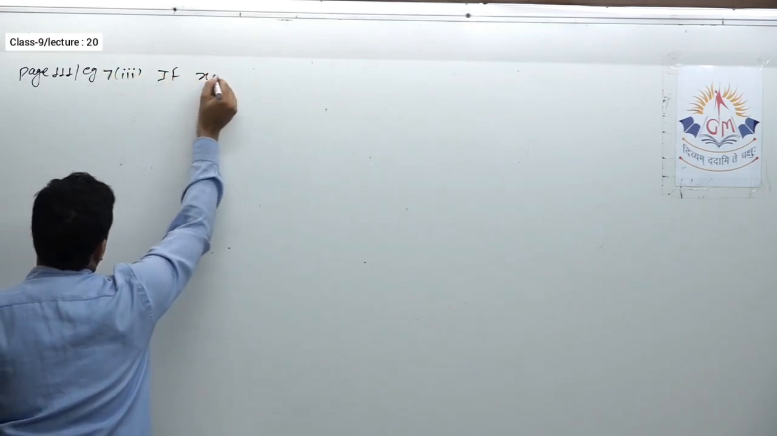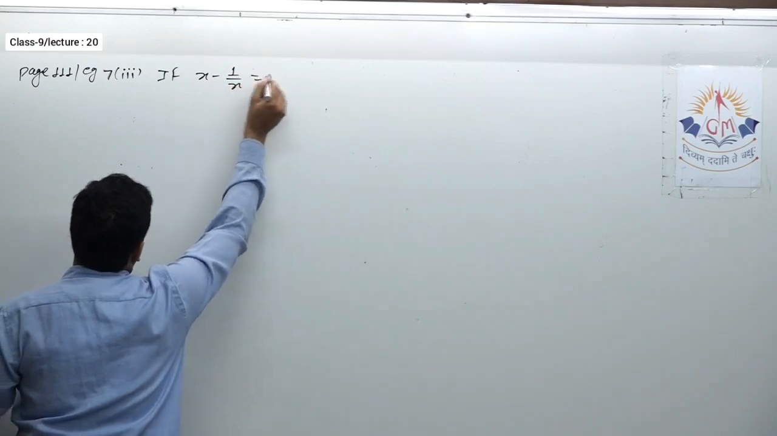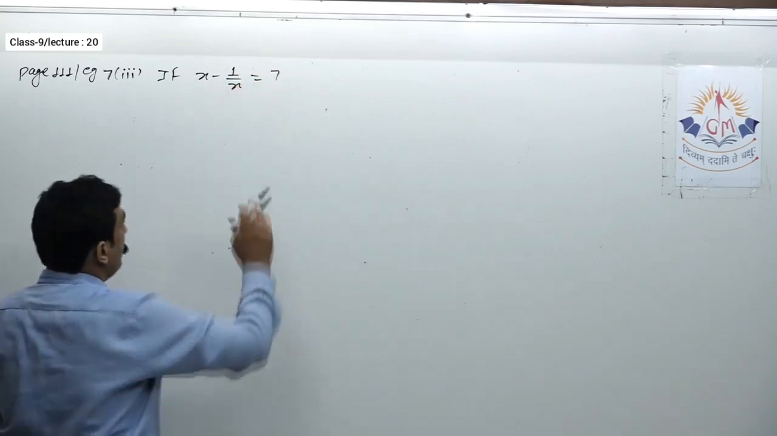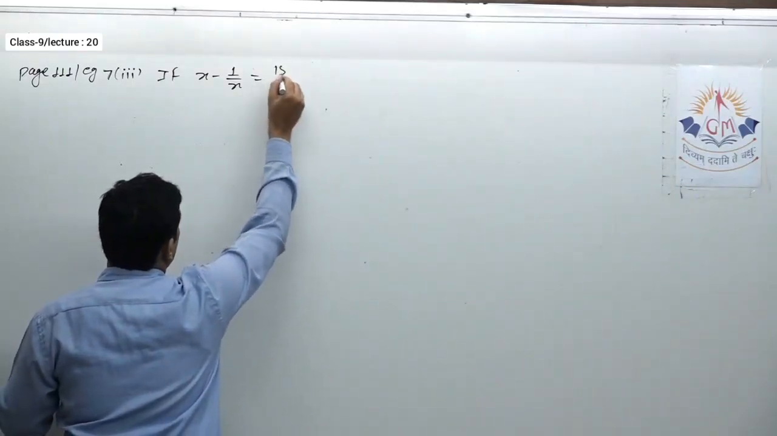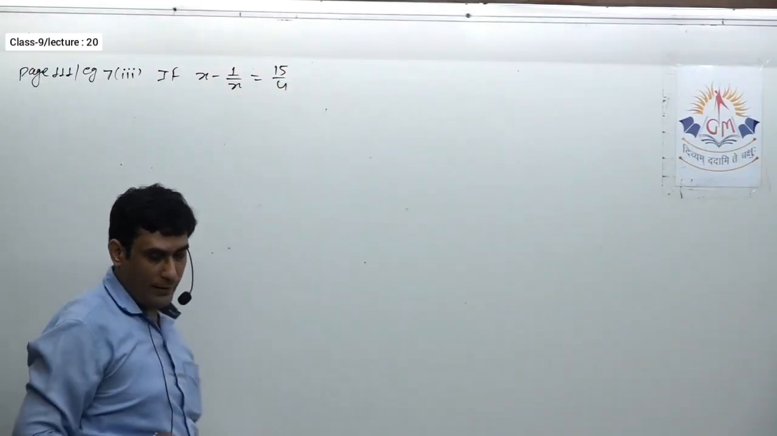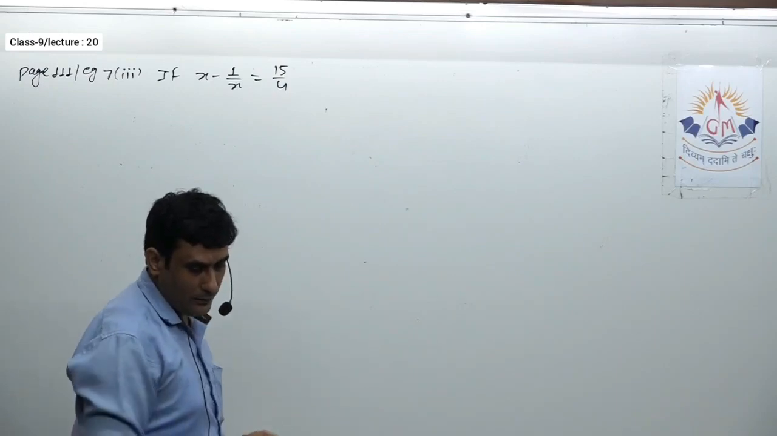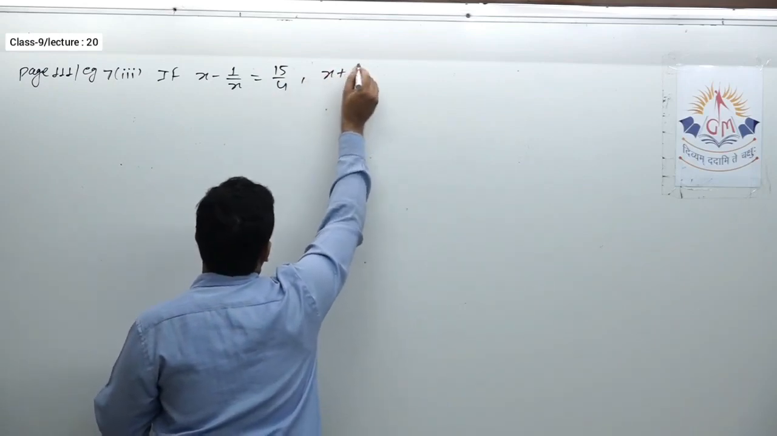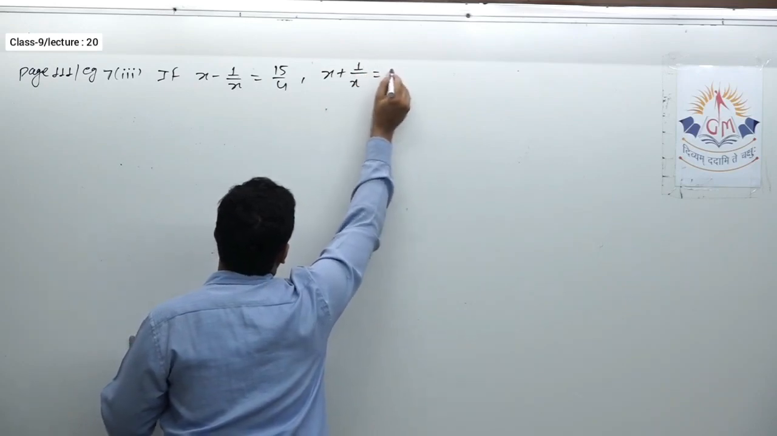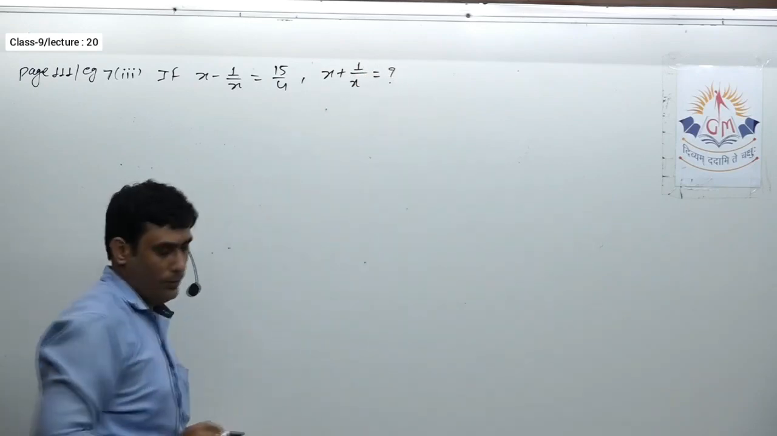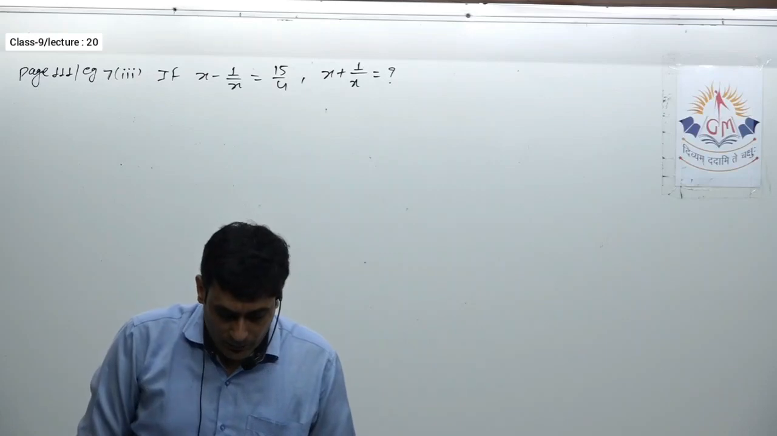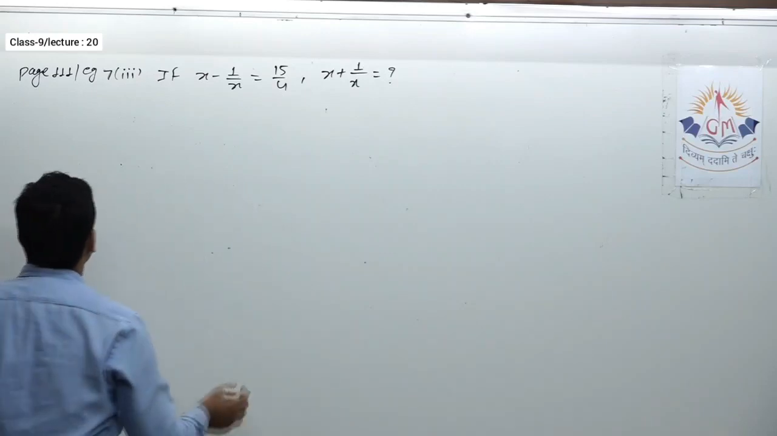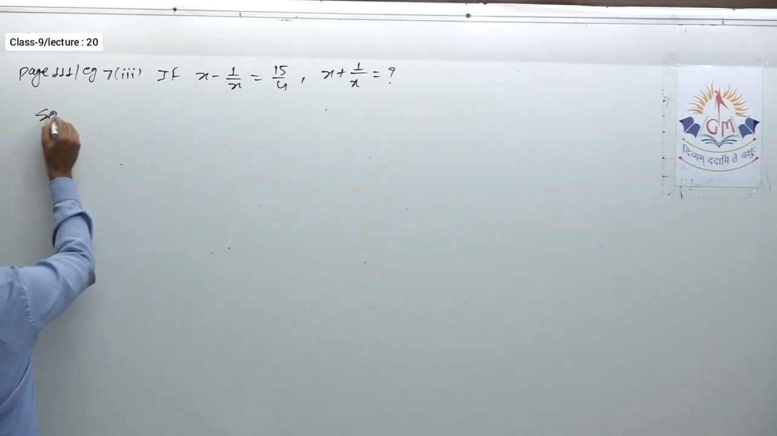If x minus 1 upon x is equal to 15 upon 4, then you have to find the value of x plus 1 upon x. Here I am changing it, so we have to find the value of x plus 1 upon x. If x minus 1 upon x is given, we have to find x plus 1 upon x. So let us see how to solve this.